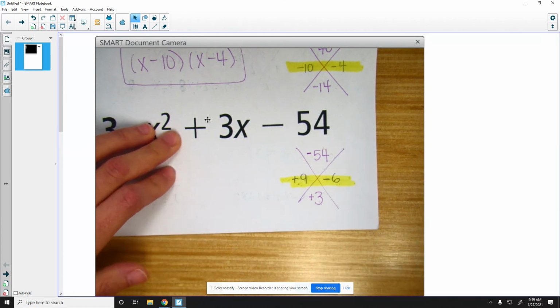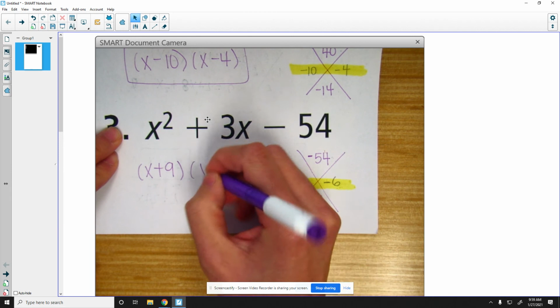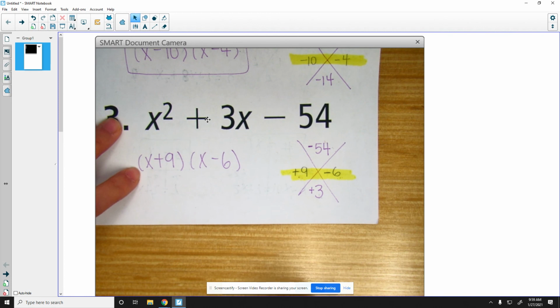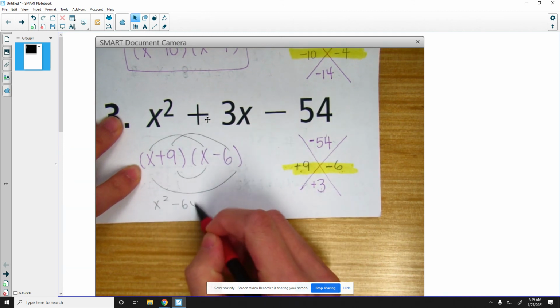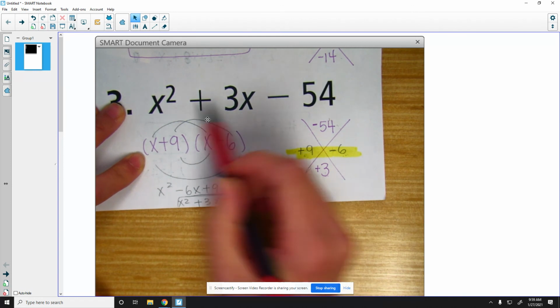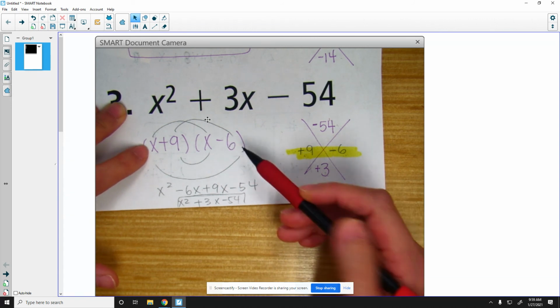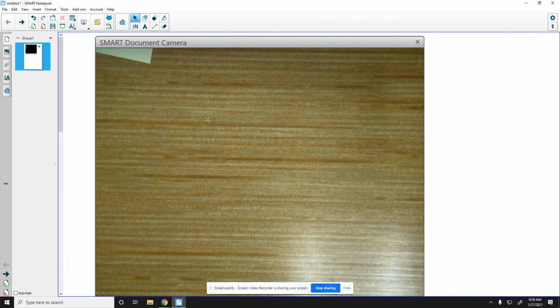So when I write it, I have x plus 9 because it's positive 9, x minus 6 because it's negative 6. Some of you might be like, how do I double check that I even got this right? Well, you can double check by just FOILing your answer or distributing it. x squared minus 6x plus 9x minus 54. Combine those: x squared plus 3x minus 54. Oh, look, I got the original problem. So if you really want to double check your answer, you can FOIL it, distribute it, or do the box method, and you would end up with your problem. Any questions so far?